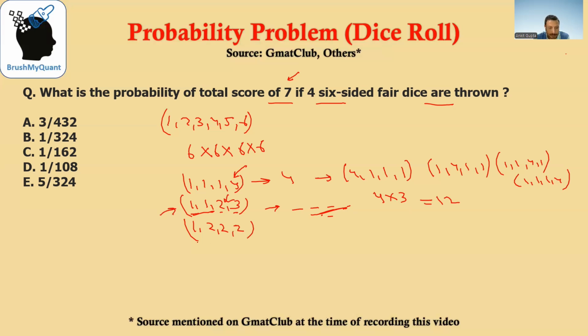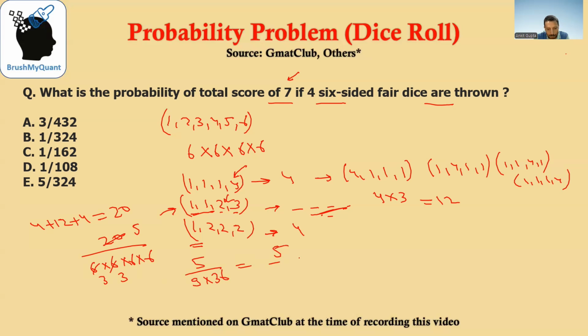And in the last one, similar to the first one, the number 1 can occupy any one of those four places, right? So total 4 cases. So in total, we'll have 4 plus 12 plus 4, or 20 cases. That means the probability will be 20 divided by 6 into 6 into 6 into 6. If we simplify this, we will have the total probability as 5 divided by 9 into 36, or equal to 5 divided by 324. So the answer will be option number E.